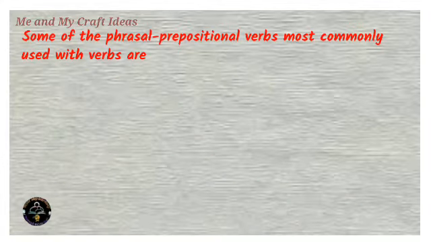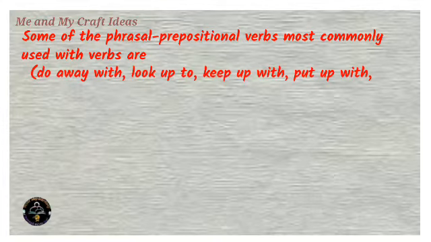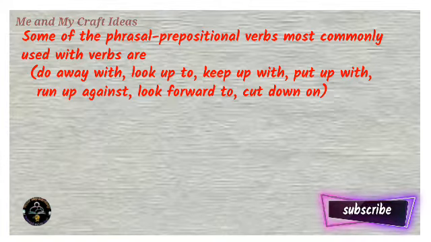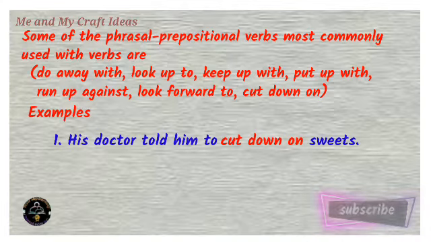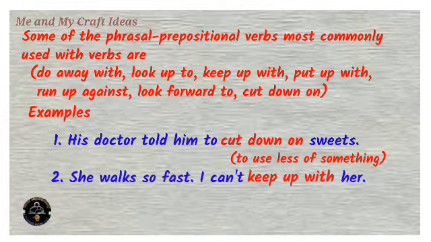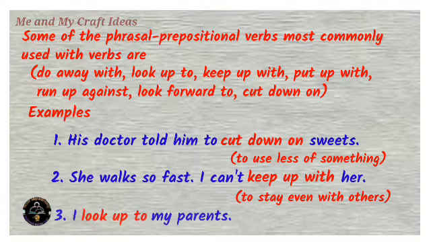Some of the phrasal prepositional verbs most commonly used with verbs are do away with, look up to, keep up with, put up with, run up against, look forward to, cut down on. Let's see some examples. His doctor told him to cut down on sweets. She walks so fast, I can't keep up with her. I look up to my parents.